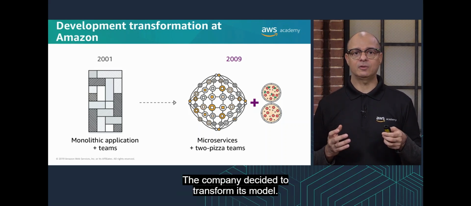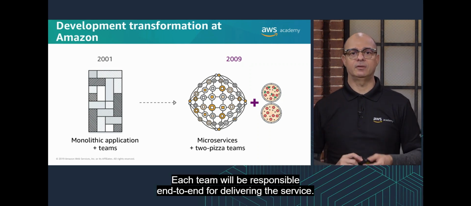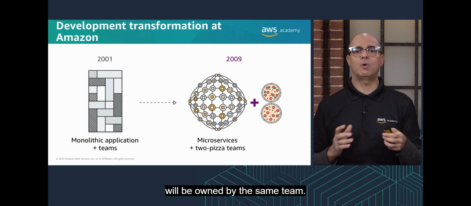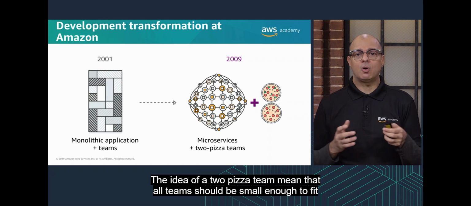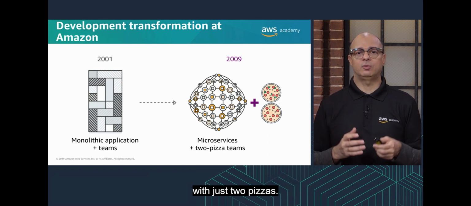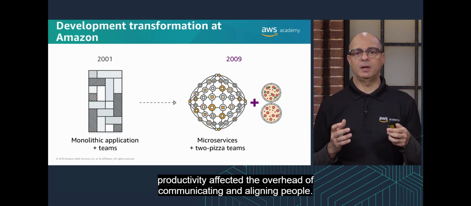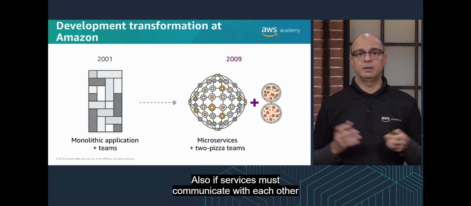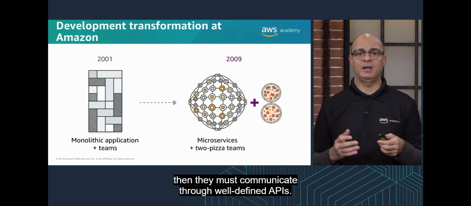The company decided to transform its model. Each team would be responsible end-to-end for delivering the service. This means that everything from requirements through operations would be owned by the same team. The idea of a two-pizza team means that all teams should be small enough to feed with just two pizzas. The idea was implemented because of the finding that as a team grows, productivity is affected by the overhead of communicating and aligning people. Also, if services must communicate with each other, then they must communicate through well-defined APIs.